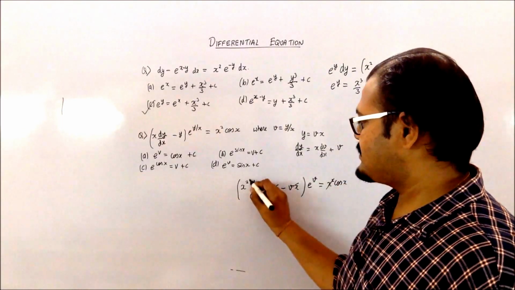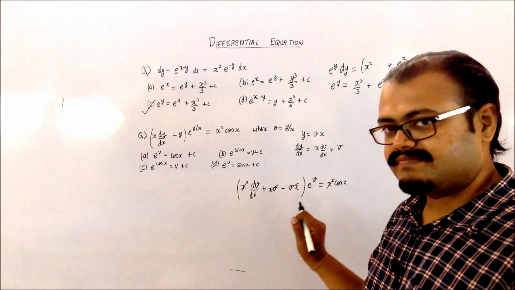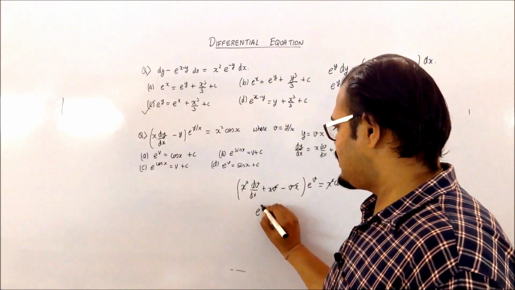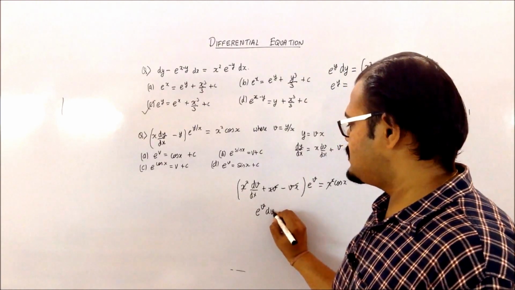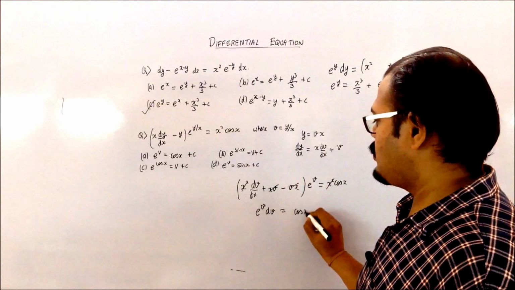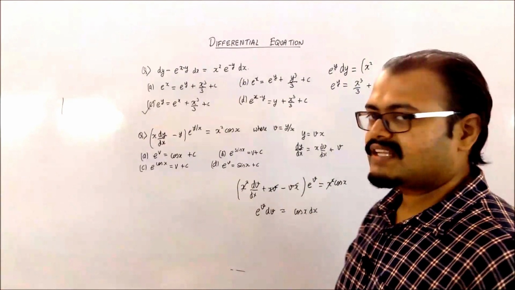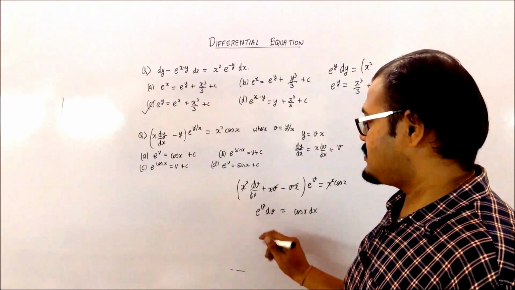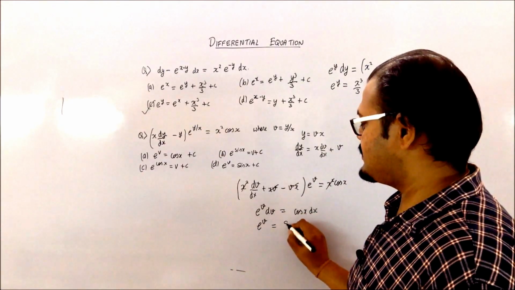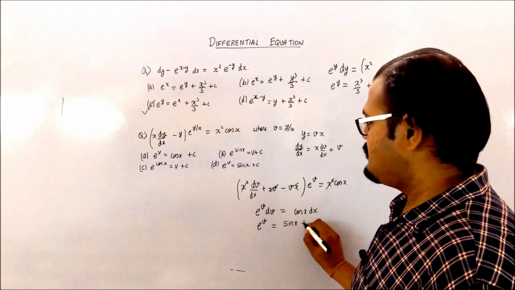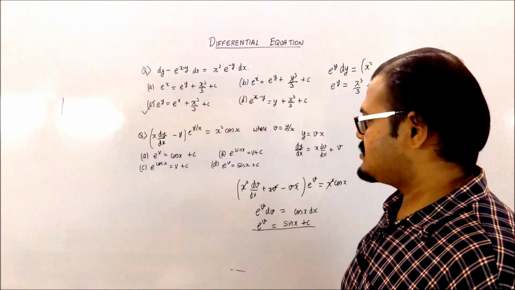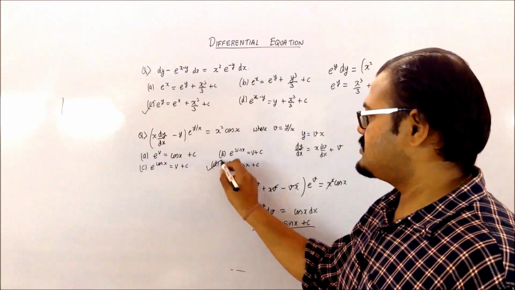So the x square gets cancelled, you can take the dx on this side. So you have the equation reduced down to e raised to v dv is equal to cos x dx. So integrating both sides, you get e raised to v equals, you will have cos x integration, which is sin x plus c. So if you look out for this particular equation, that comes in option D.